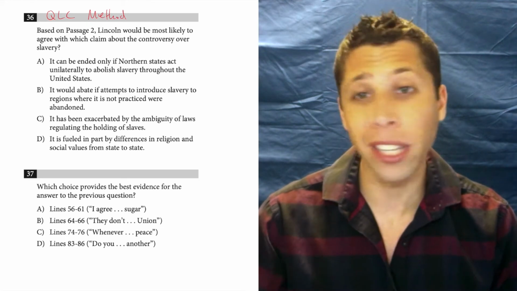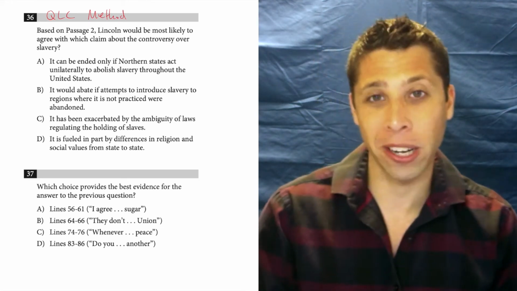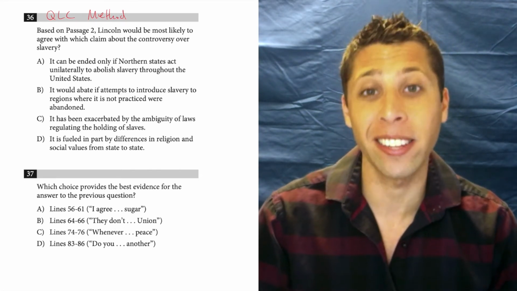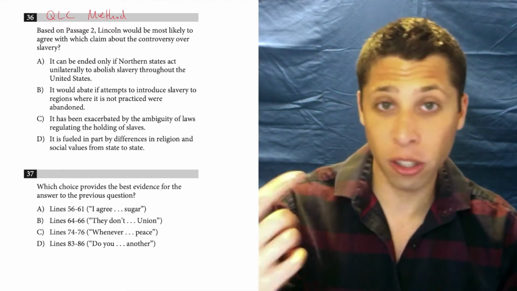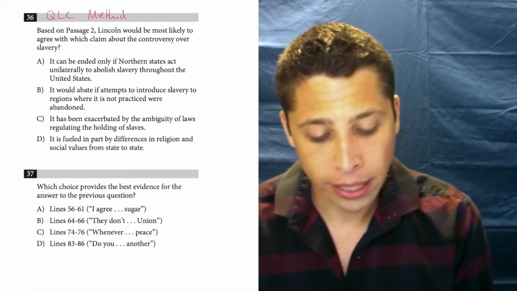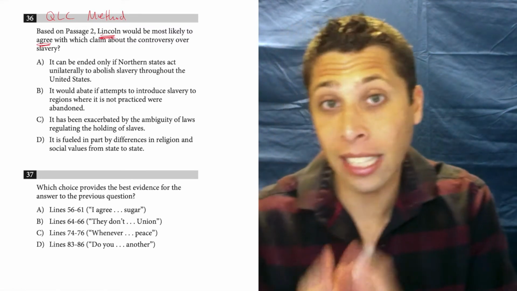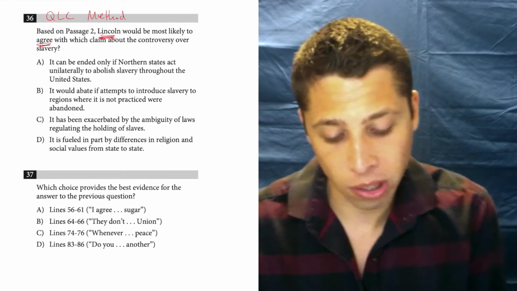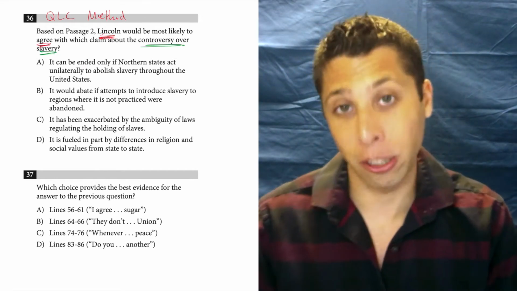We need to make sure we know what those instructions are so we can follow them. Otherwise, we're just going to be reading lines, and it's not going to make any sense to us. We don't want to read things and try to summarize them. We want to read it and see, do they match with what we need? So here are the two things I pick out of this sentence: based on passage 2, Lincoln would most likely agree. So this has got to be Lincoln's view with which claim about the controversy over slavery. So something about slavery, and Lincoln agrees with it.